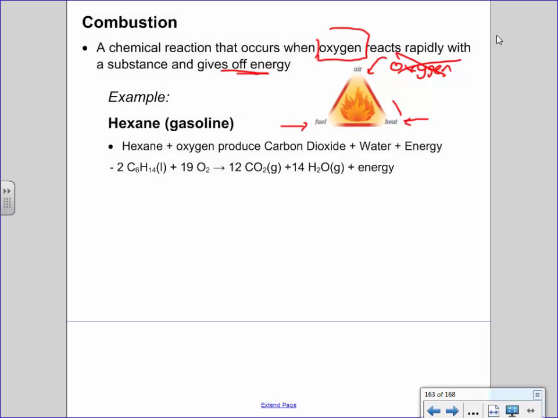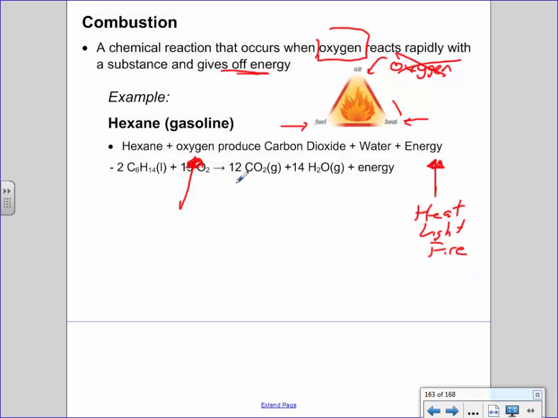So the two biggest things I need you guys to know about these is that you always need to have oxygen, and it always makes energy. It always gives off heat and light and fire, basically. But they all need oxygen to occur.